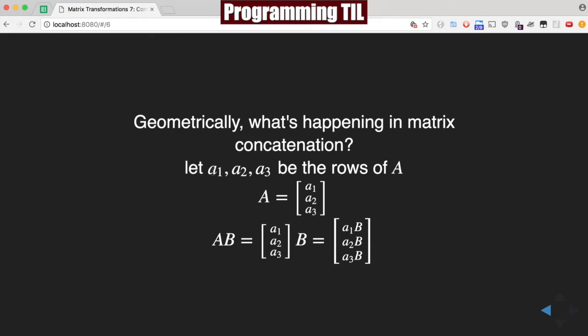So you have three different rows: A1, A2, and A3 are the rows of A. And so this is a matrix with the rows. And so AB is this matrix here times B. And so when you're concatenating, all you're doing is you're going to have A1 times the matrix B, A2 times the matrix B, and A3 times the matrix B, with each of those being representative rows. That's basically it.